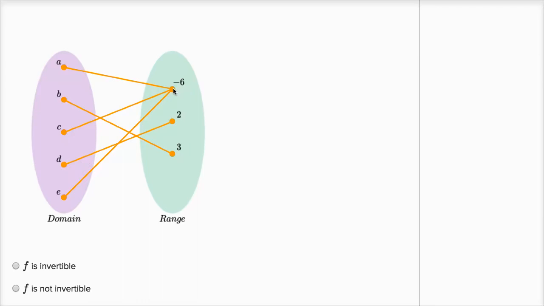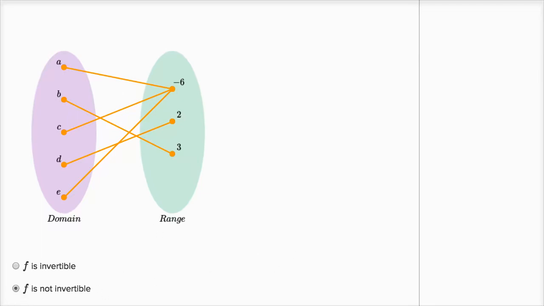Well, you can't have a function that, if you input a number, it could have 3 possible values, a, c, or e. You can only map to one value. So you actually can't set up an inverse function that does this, because it wouldn't be a function. You can't input -6 into that inverse function and get 3 different values. So this is not invertible.